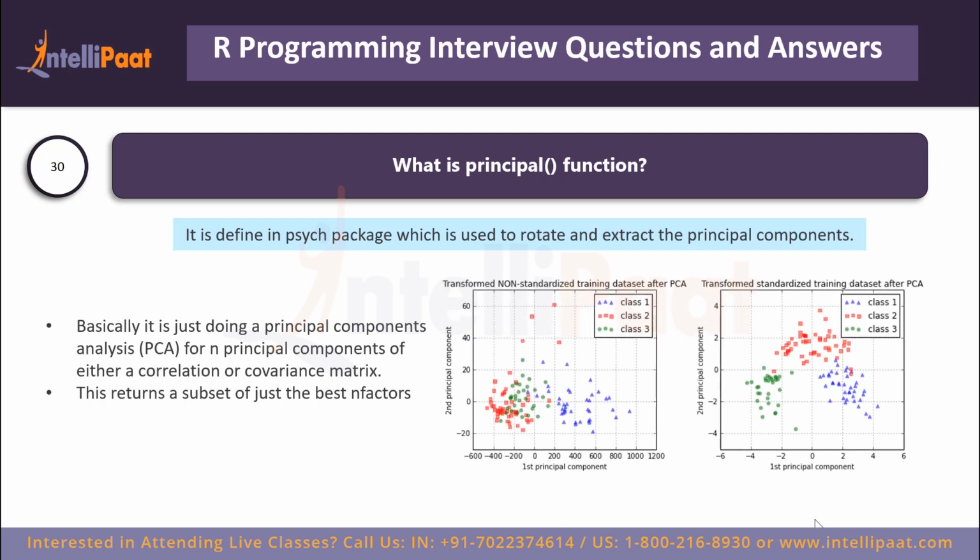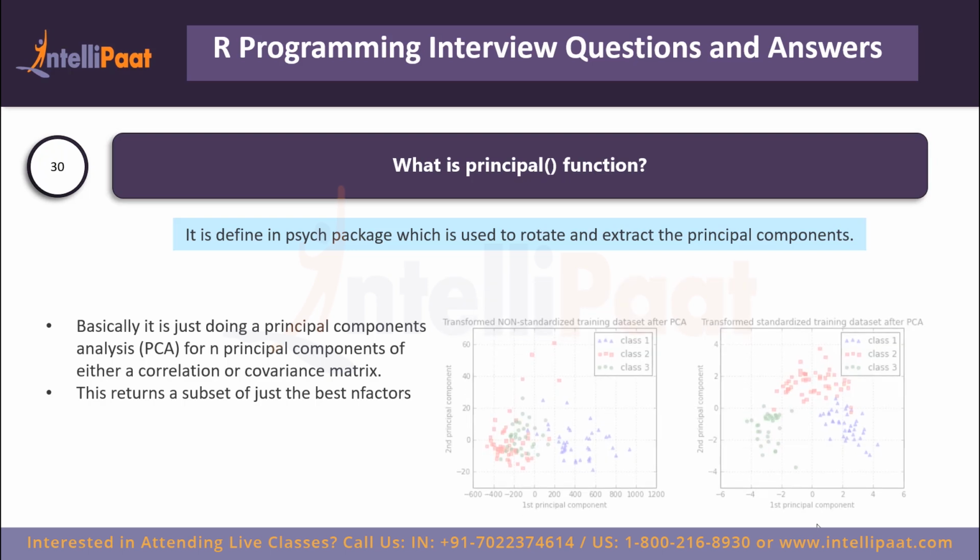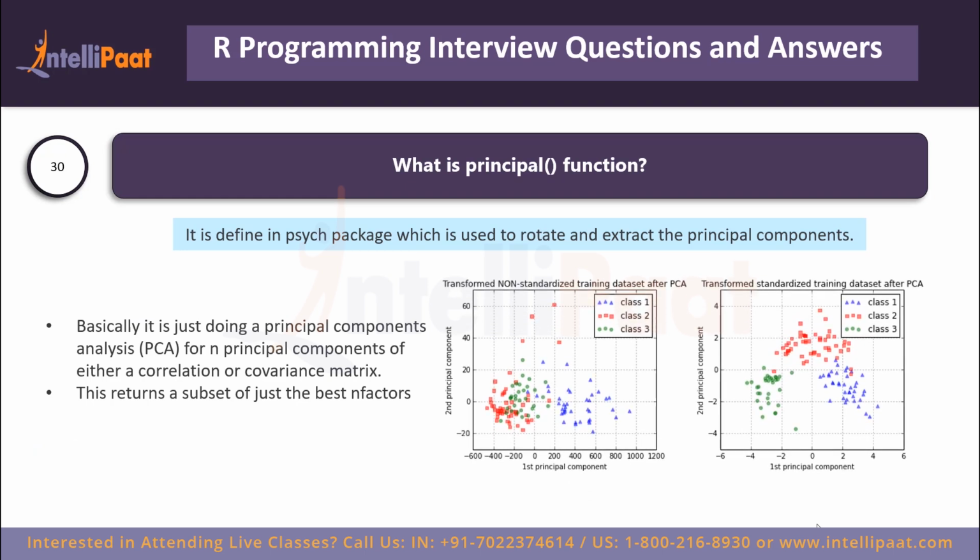So, here are the two plots. The first one is the transformed non-standardized training dataset after PCA and the second is the transformed standardized training dataset after PCA. You can see the difference after the rotation and using the principal function that is applied for the principal component analysis, and it changes the components as you can see in the plot. It helps to represent the classes differently, and we can make a cluster of it to analyze it in a better way. So, this is about the principal function.